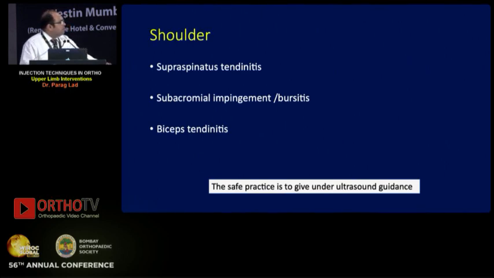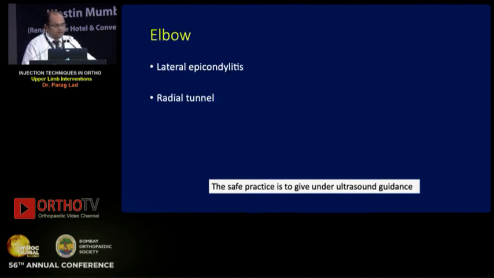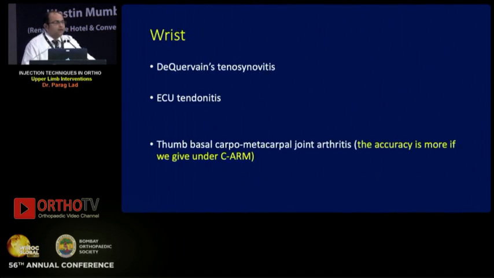These are some of the commonest entities for which we consider injections: supraspinatus tendinitis, subacromial impingement or bursitis, and biceps tendinitis. At the elbow, the commonest condition is tennis elbow, that is lateral epicondylitis, and radial tunnel syndrome. At the wrist, De Quervain tenosynovitis, ECU tendonitis, and on the radial side, wrist pain caused by thumb base carpometacarpal joint arthritis.